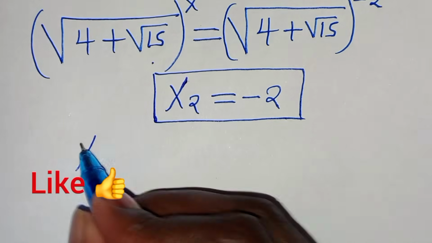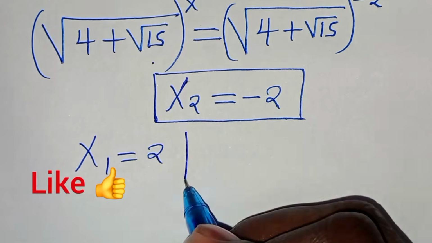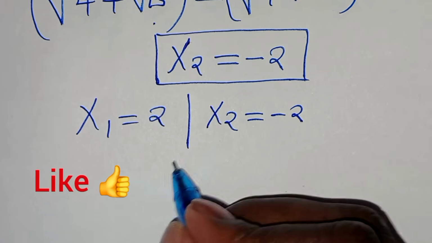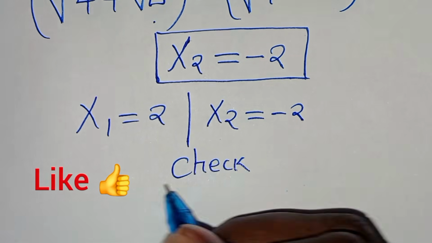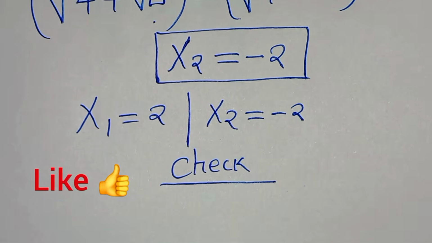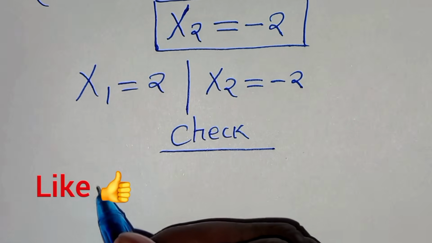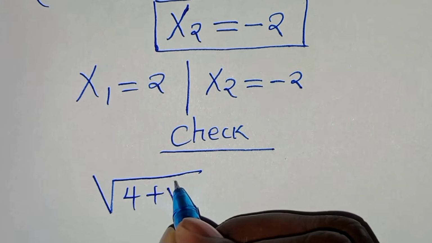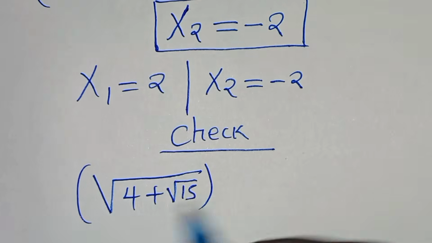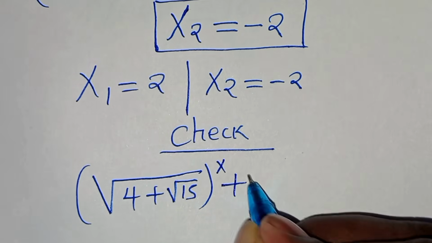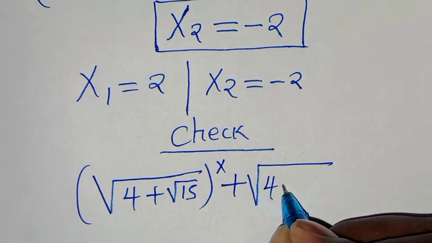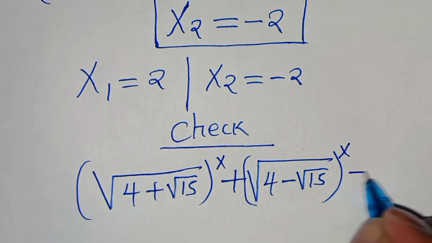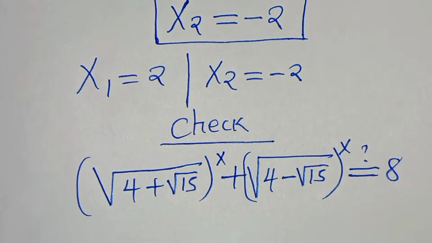So we have x1 is equal to 2 and x2 is equal to minus 2. Now let's check if these values of x1 and x2 satisfy the equation. So we have the square root of 4 plus square root of 15, raised to the power of x, plus the square root of 4 subtract square root of 15, raised to the power of x. This should give us a value of 8.